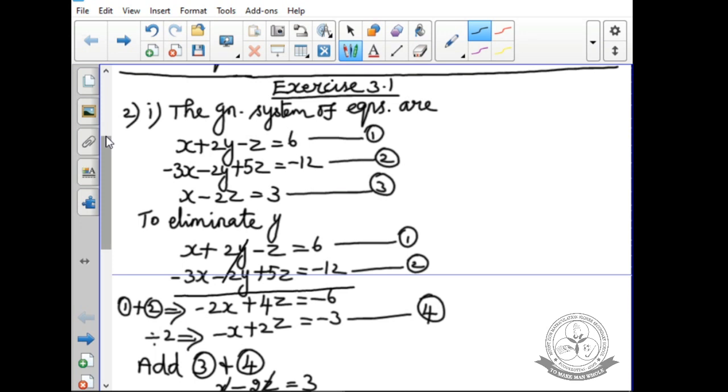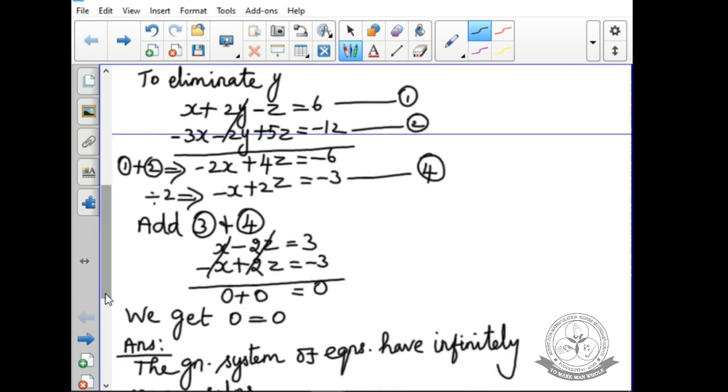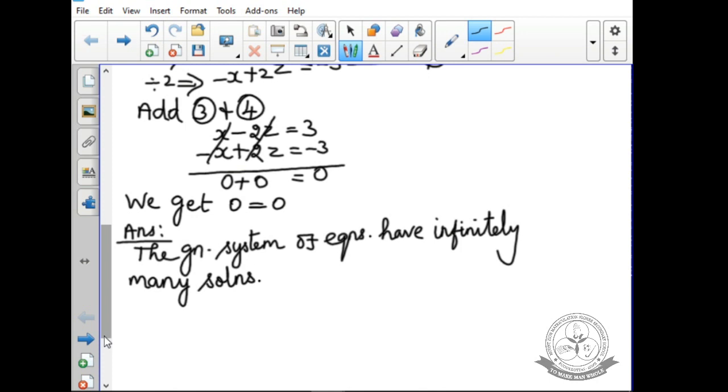So solve the first two, same like that. Solving the first two, then the next two, you arrive at two equations. Solve those two equations. So solving the first two means we are getting the answer as this one: minus x plus 2z equal to minus 3. Including the third one, you are getting the answer like this: 0 equal to 0. We are getting a statement like this, which means the given system has infinitely many solutions.